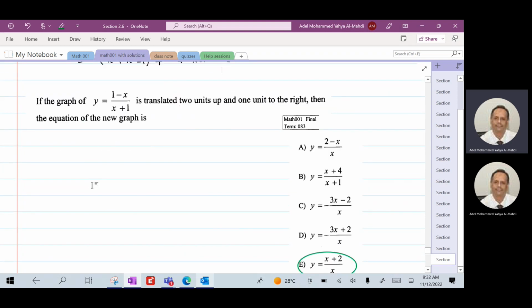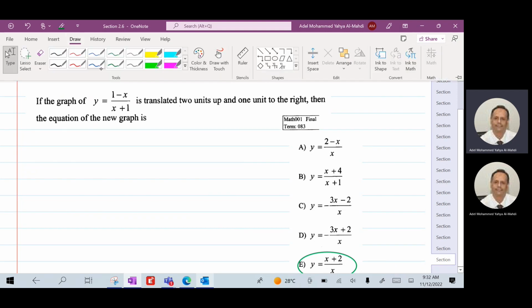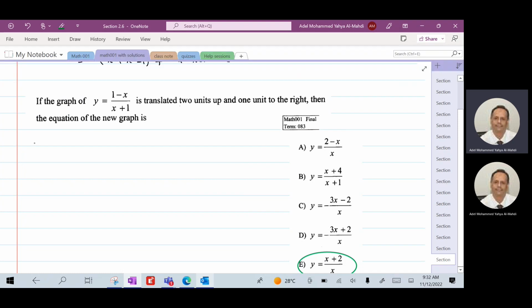We are given here an equation or function. We are also given some transformations. We need to see what the new one is. So the original one, f of x is 1 minus x over x plus 1. Transformation number 1, 2 units up. It will be 1 minus x over x plus 1 plus 2 over 1. You can simplify from now, or you can change then simplify at the end. It is up to you. So let me simplify from now.